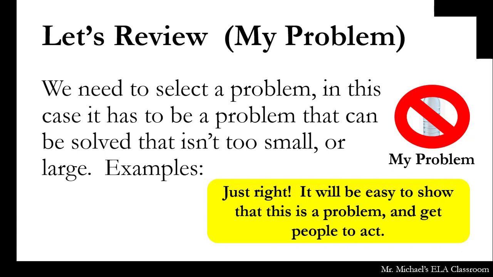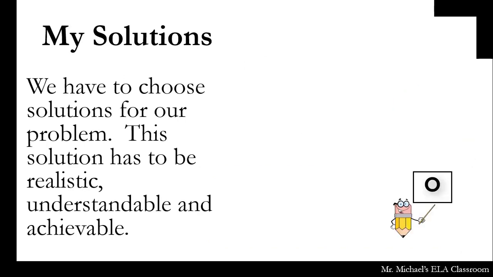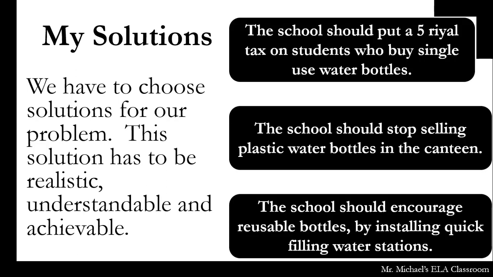My problem. So my solutions. So we have to choose solutions for our problem. This solution has to be realistic, understandable, and achievable. That means it could actually occur. So the school should put a 5 rial tax on students who buy single-use water bottles. The school should stop selling plastic water bottles in the canteen. The school should encourage reusable bottles by installing quick-filling water stations.